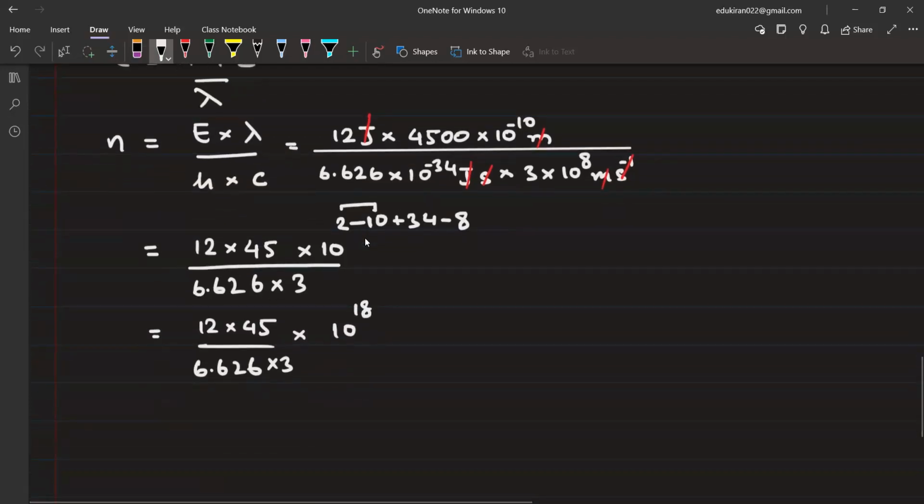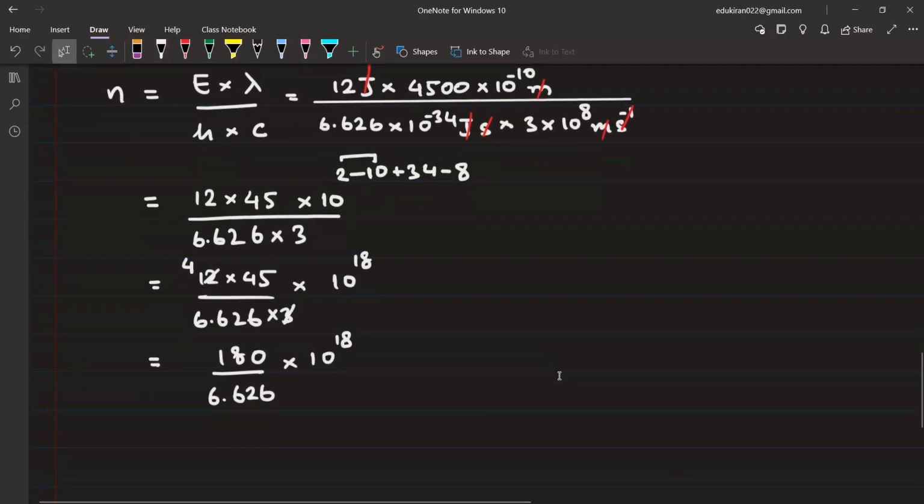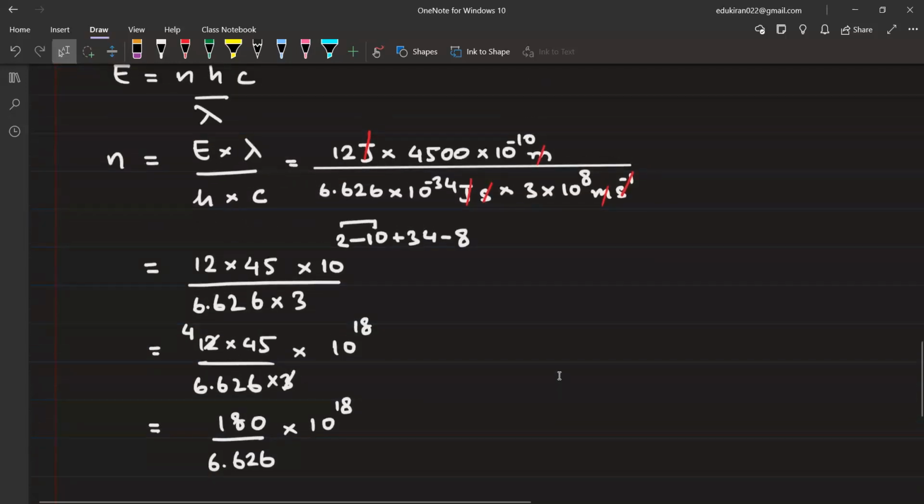Okay. Now we can solve this also. We are going to get 45 into 4. 45 into 2 is 90, and 90 into 2 is equal to how much? 180. So 180 divided by 6.626 into 10 to the power 18. Now, if you can divide 180 by 6.6, divide it and see. 180 divided by 6.6.